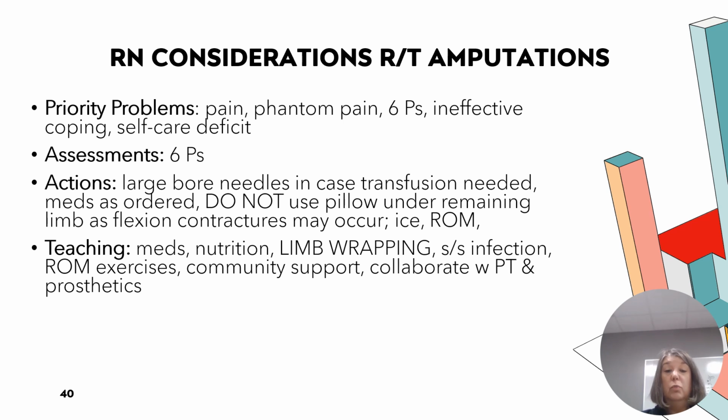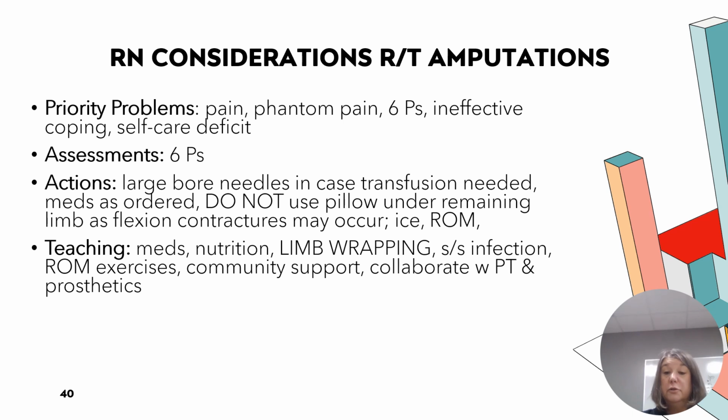And we don't want to put pillows underneath the remaining portion of the lower extremity. You don't want to put a pillow underneath that stump because you can end up with flexion contractures, right? And once contractures start, you can't undo them. So the best thing with contractures is to not let them happen in the first place. We're going to do ice for 15 to 20 minutes, no longer, right? Helps with vasoconstriction and decreases edema.